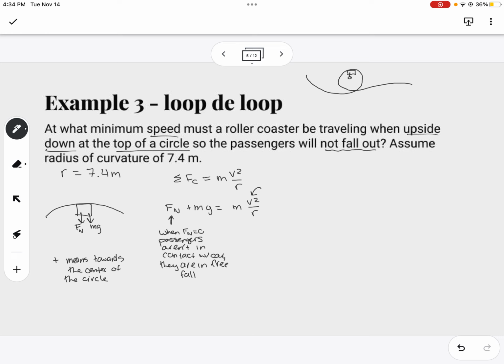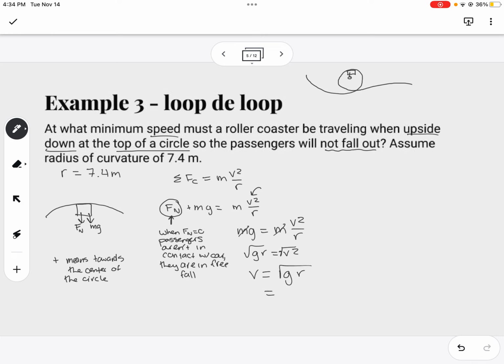So I'm going to say that this Fn term is going to drop to zero, and I'm going to be left with a pretty similar equation as example 1. This is cool. I do not care about the mass of the person, right? It drops out. I don't need to know mass. I'm going to get the same kind of thing we got before. So you're going to have gr equals v squared. Take the square root of both sides. v is going to equal the square root of gr.